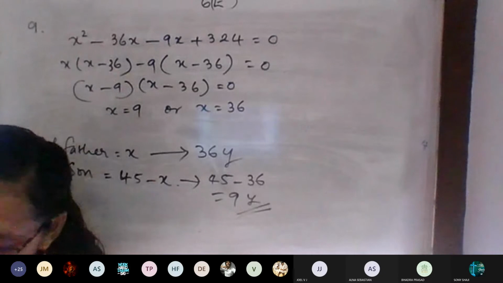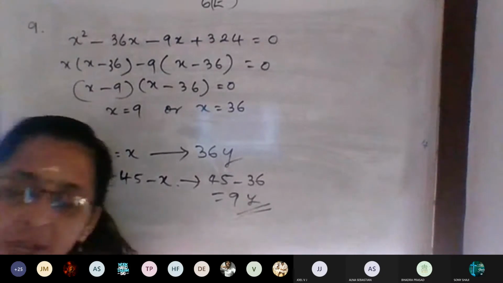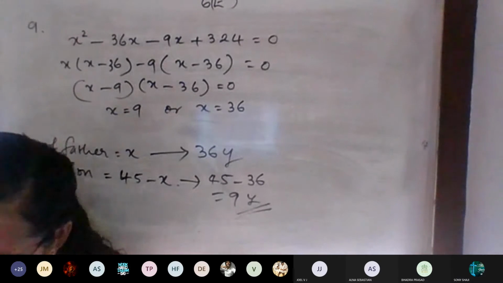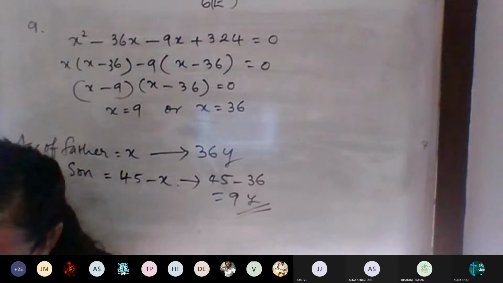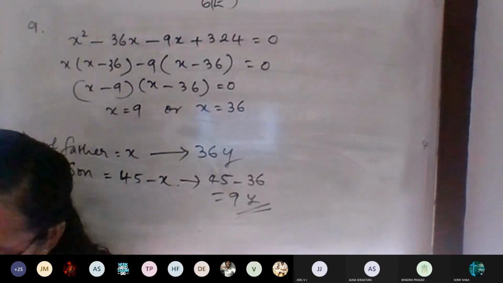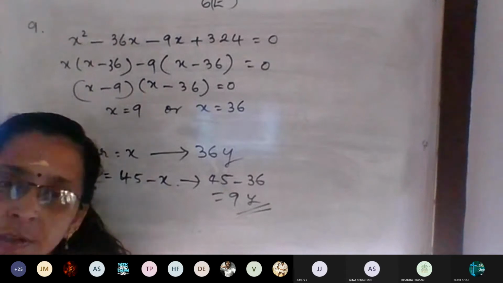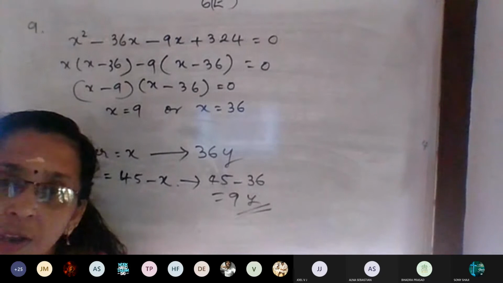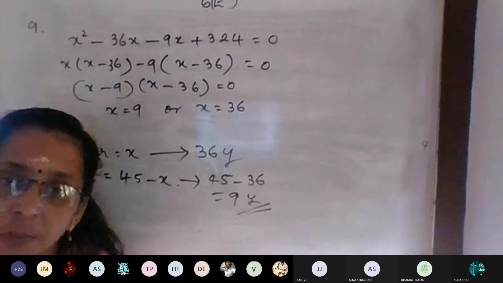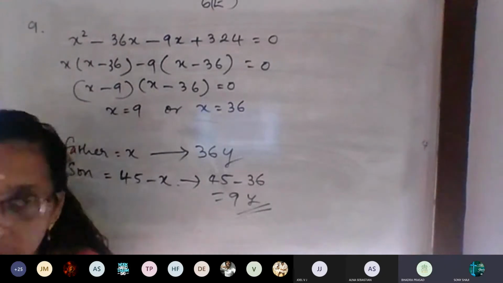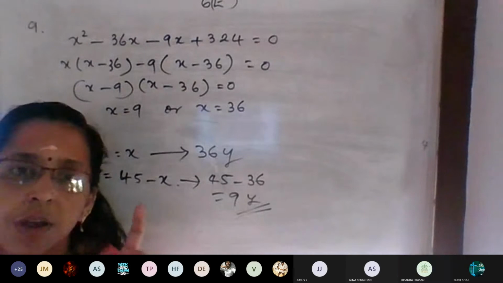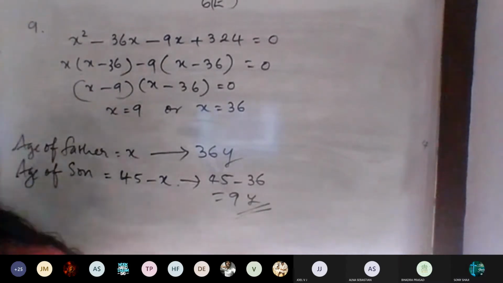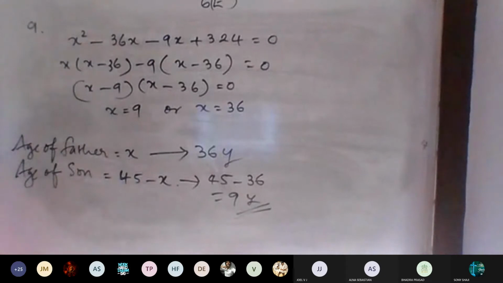Then Manoj's one day work is 1 by x plus 16. Both together work in how many days? 15 days. So both together work 1 by x plus 1 by x plus 16 is equal to 1 by 15.